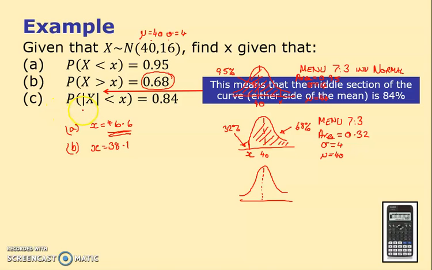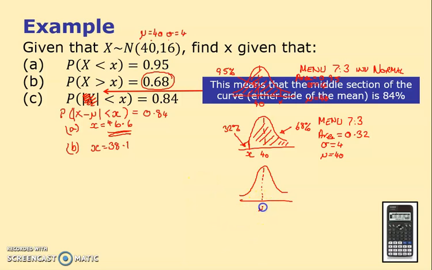I just spotted that it's actually written wrong. I'm going to cross this out. It should actually say the probability that x minus mu, the distance from the mean, is less than some number. And we'll have a look at that in a bit. So equals 0.84.